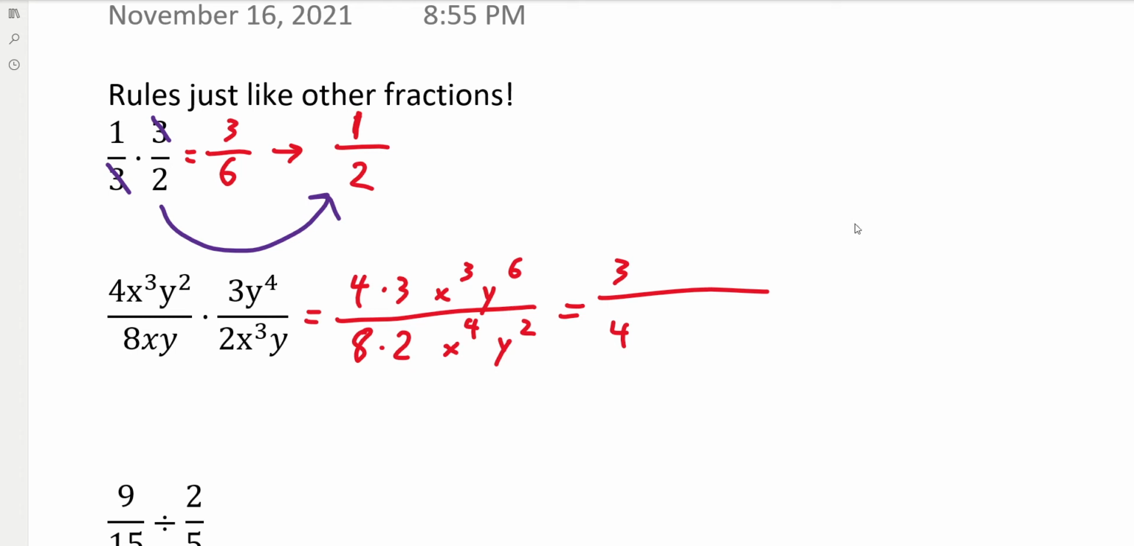And then for x's, we're going to end up with 1x on the bottom, and for y's, we're going to end up with 4 y's on top. So this is subtracting the exponents. So 6 minus 2 equals 4. 4 minus 3 is 1, so there's 1 on the bottom. We could potentially write it slightly differently if we wanted to. The other possibility is writing 3/4 y to the 4 x to the negative 1, but probably just stick with this.